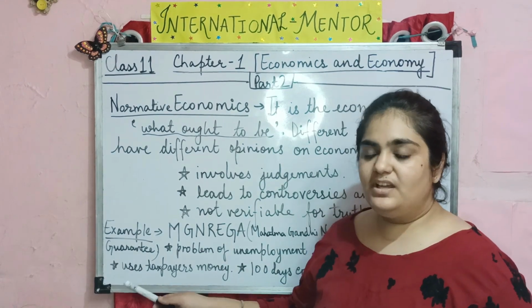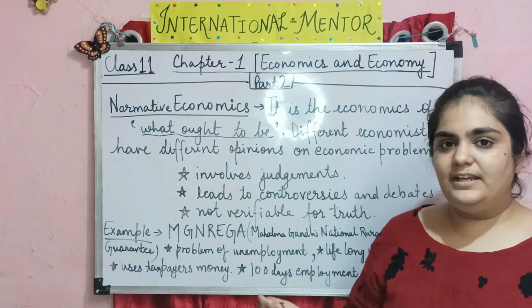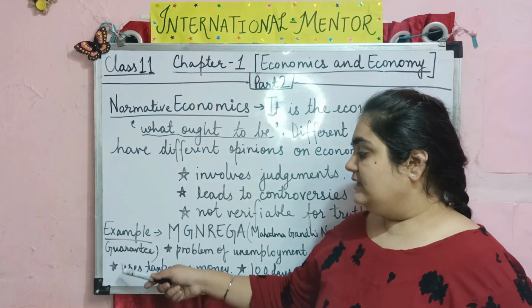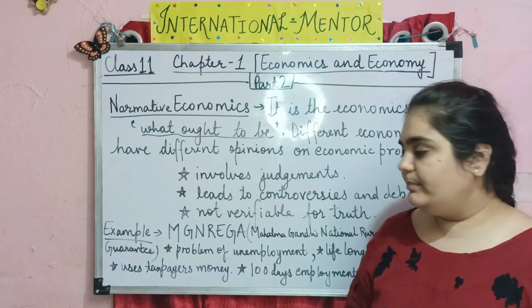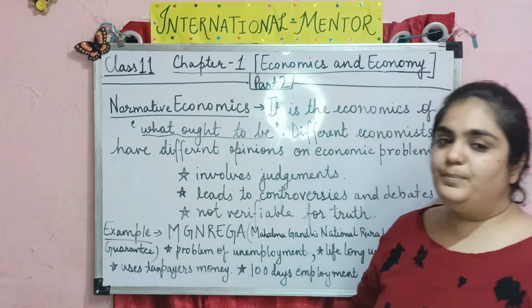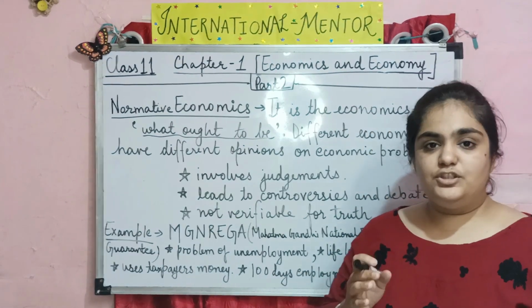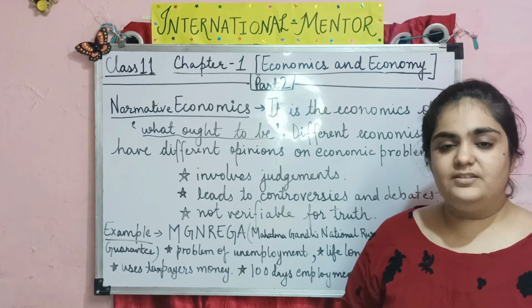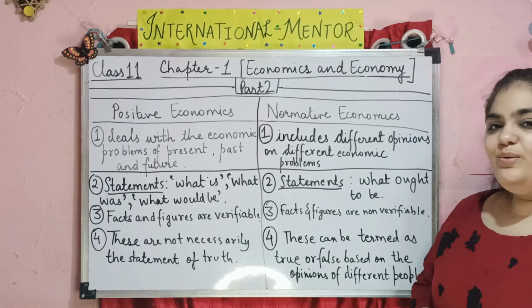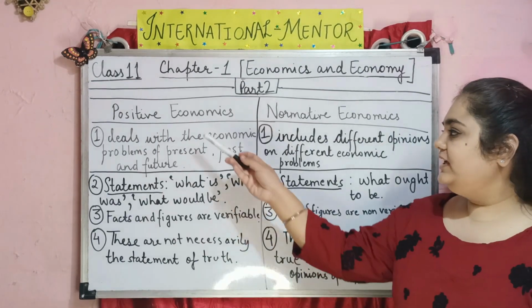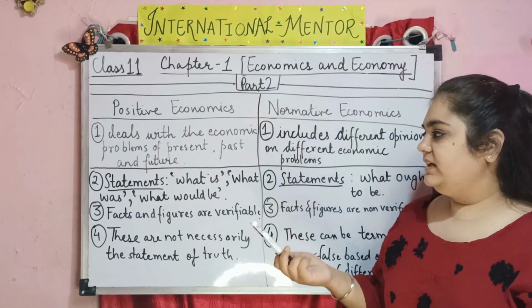So it uses, and we should also keep in perspective that this income which is distributed to the people uses the taxpayers' money, the money which is provided by the taxpayers. So these are provided to the person. And now we will study the difference between positive and normative economics.